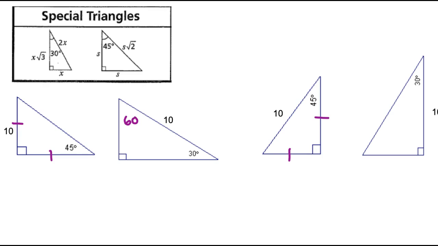In the first case, you start with 45, 45, 90, and you have a leg of 10. So the other leg is going to be the same value, 10. And the hypotenuse is going to be 10 root 2. The 30, 60, 90, we're given the hypotenuse, so you want to go to the short leg, and the short leg then is going to be half, which is 5. That's the easiest one to go to. So the short leg and the hypotenuse are half or double. And once you get that, you take that times root 3 to get the long leg.